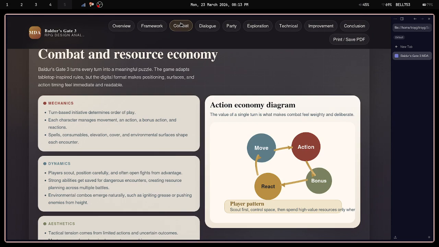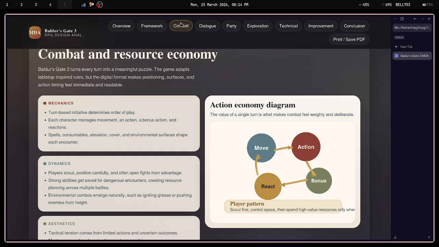The first major system I want to analyze is combat. The mechanics here include turn-based initiative, movement, actions, bonus actions, reactions, spell slots, consumables, environmental surfaces, and elevation. These rules make each turn feel limited and valuable. From those mechanics, several important dynamics emerge. Players begin to scout before fights, position carefully, and decide what to spend or save powerful abilities.